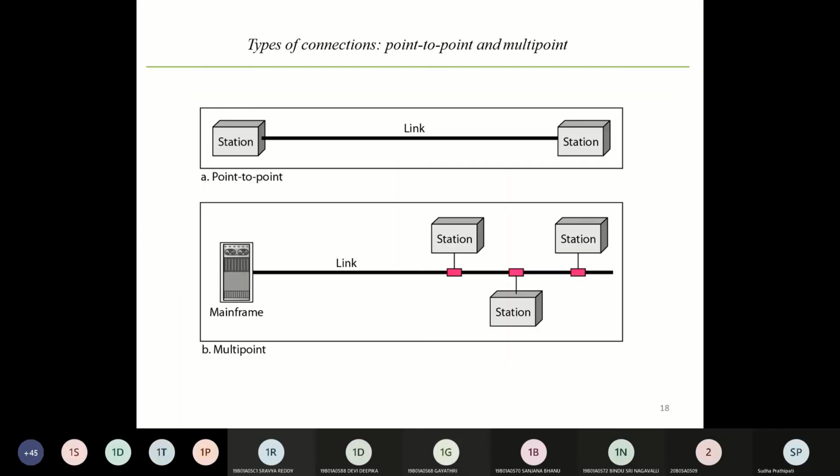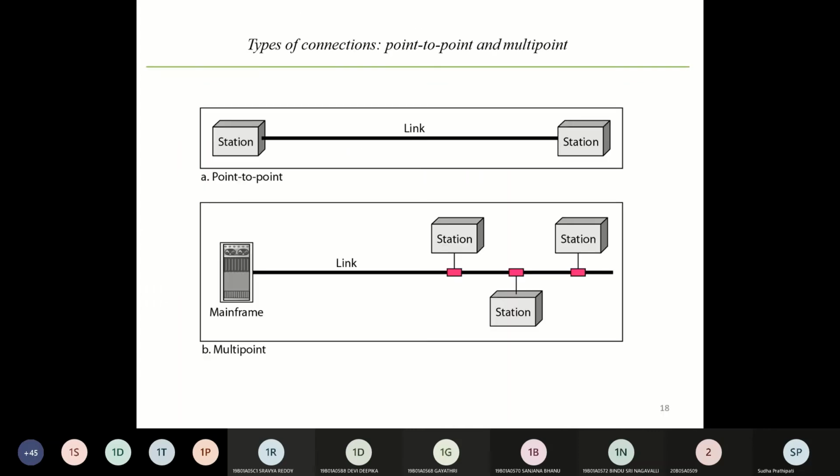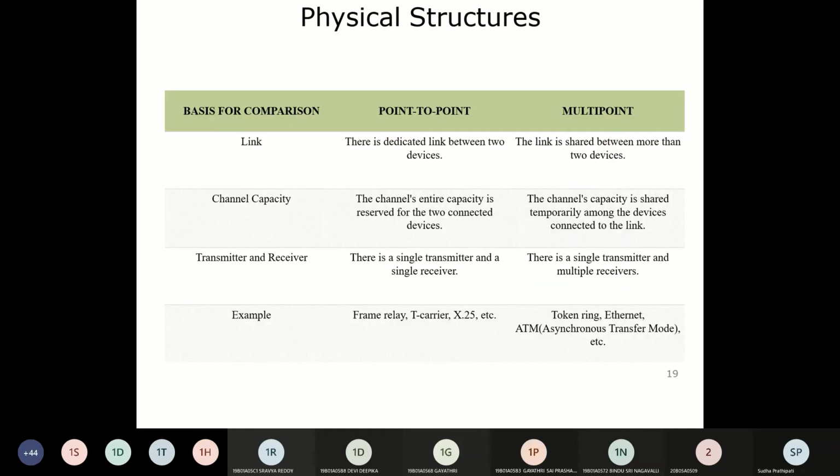The difference between unicast and point to point, don't get confused, okay? In point to point, there is a dedicated link between the two devices. So the communication is between these two devices only. Here, they all share the same link. So this is the first difference: there is a dedicated link between the two devices, and here more than 2 devices share the link.